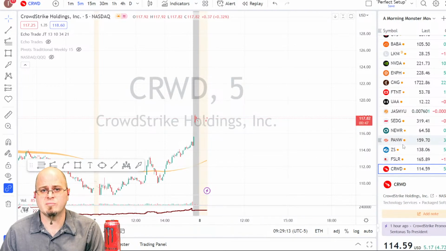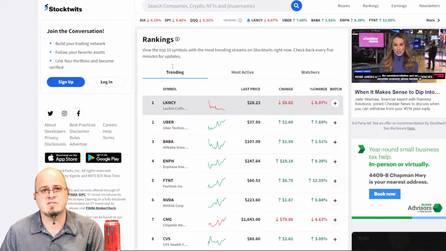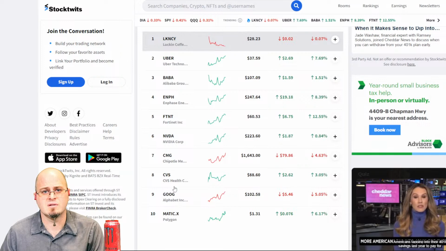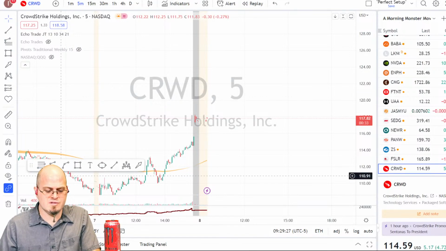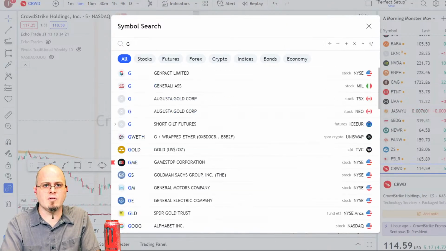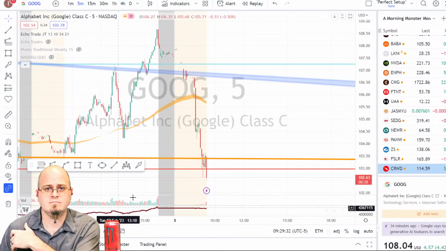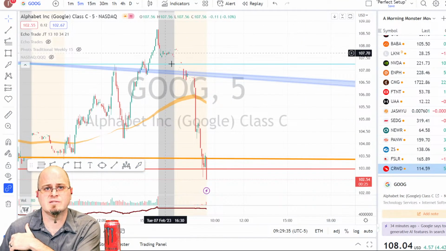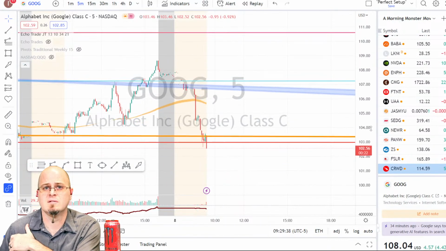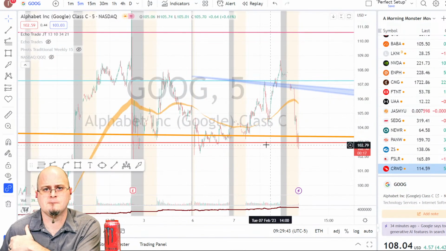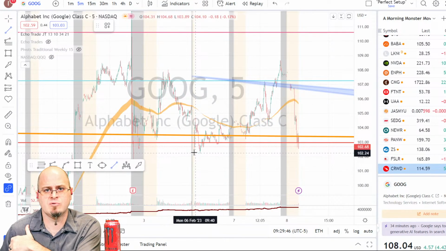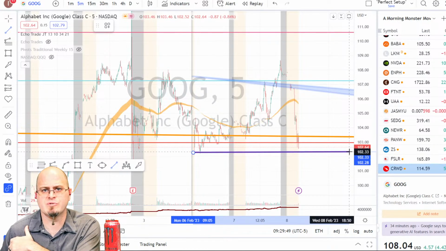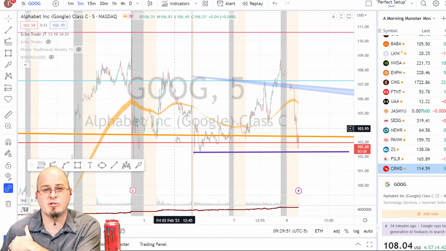CrowdStrike getting a nice little pop too. Yeah, and let's check StockTwits one more time. This is just the trending list, not the most active list. Google popping up in there. Let's pop up Google really quickly and see what's cooking on Google. Finger in the wrong key. Looks like they're getting slammed downward, but just back to the lows from yesterday. Got some support right in here. Almost to it. Breaks that, we can go on lower with Google.